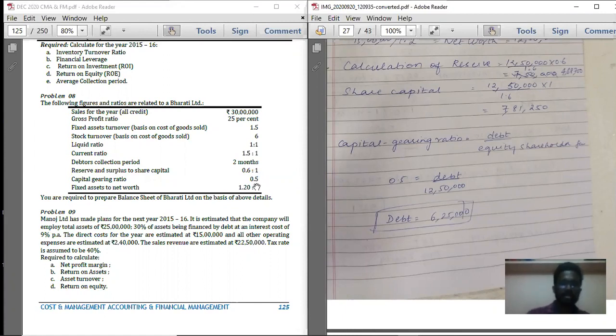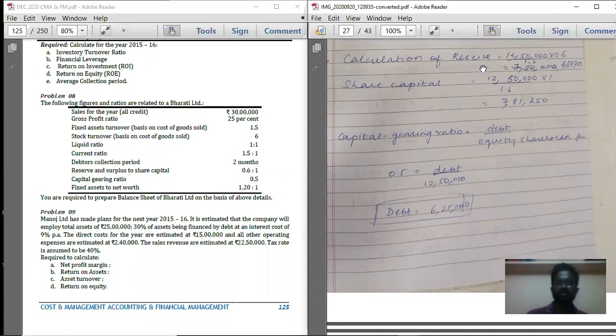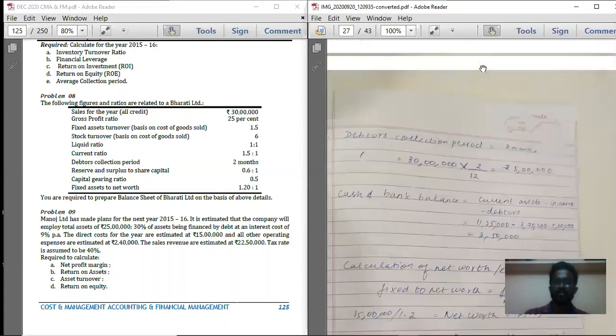So how much is the capital gearing ratio? They have given 0.5. So 0.5 is equal to debt divided by what is the equity share capital? 12,50,000. So 0.5 is equal to debt divided by 12,50,000. So debt is equal to 6,25,000. So take down, capital gearing ratio is equal to debt divided by equity shareholders funds. So 0.5 is equal to debt divided by 12,50,000. Debt is equal to 6,25,000. So with this, we have calculated what is debt.